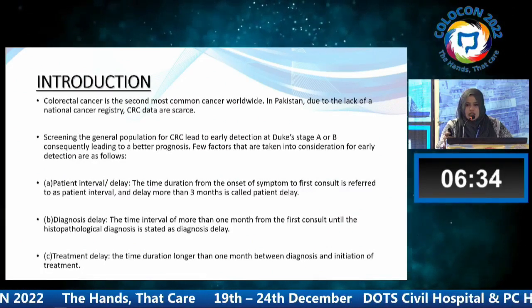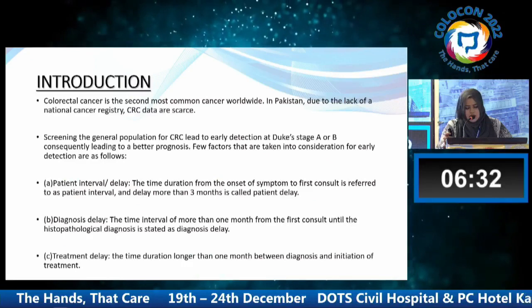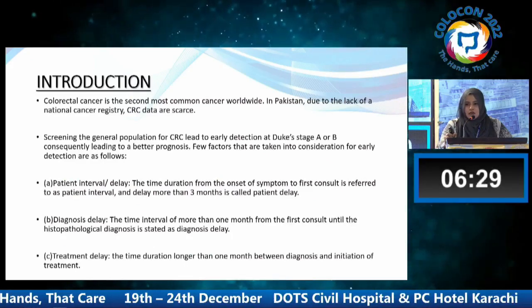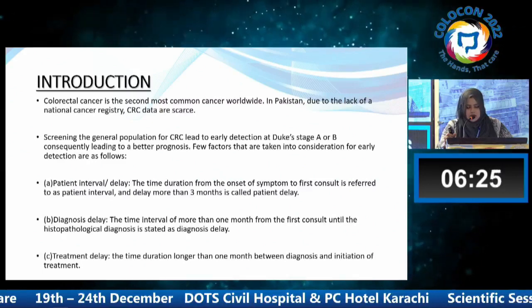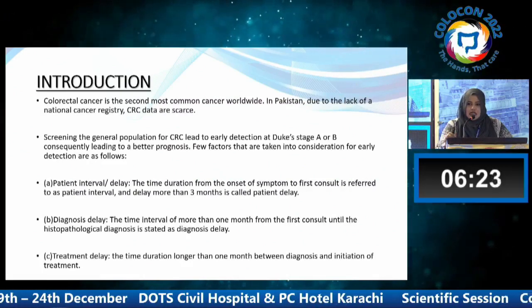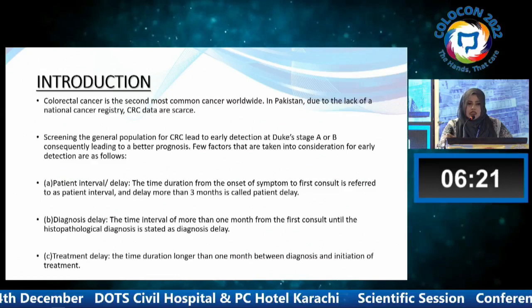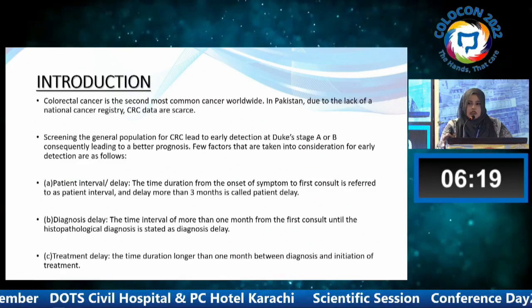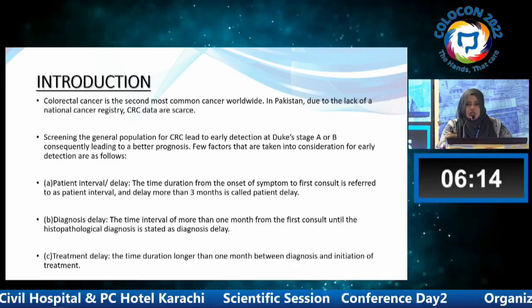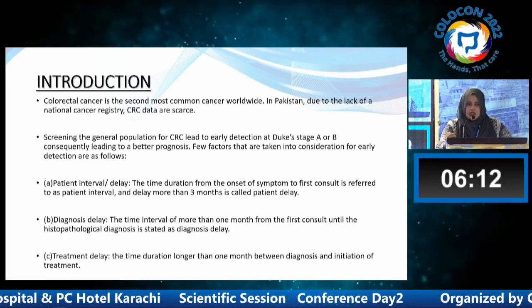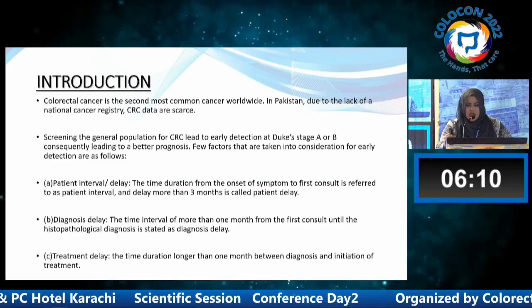Colorectal cancer is the second most common cancer in Pakistan, and there is a lack of a cancer data registry in Pakistan. The patients we receive are usually at Dukes stage C, while the rest of the world is receiving these CRC patients at Dukes stage A or B, which is much easier to treat, either surgically or with neoadjuvant therapy.